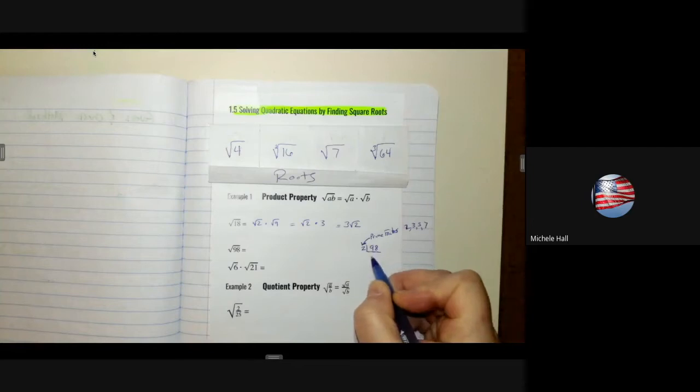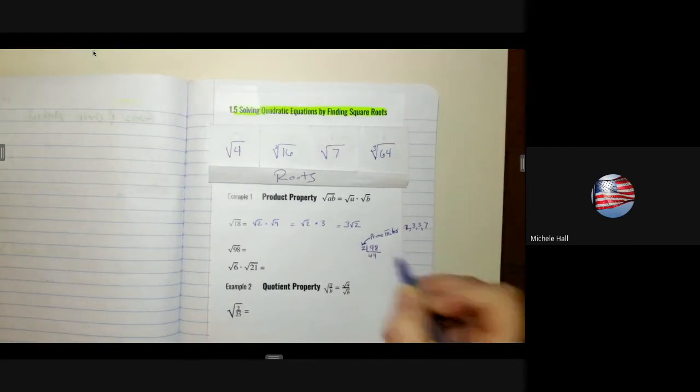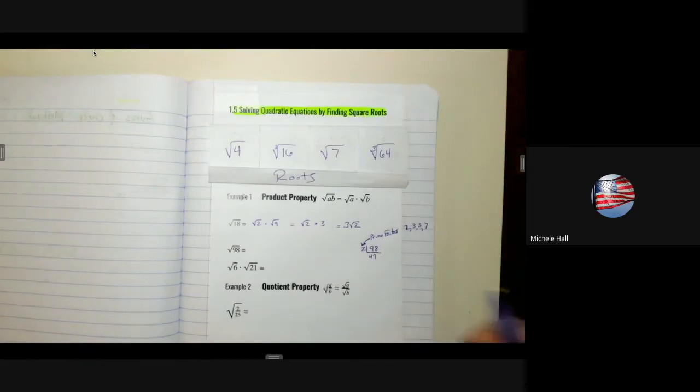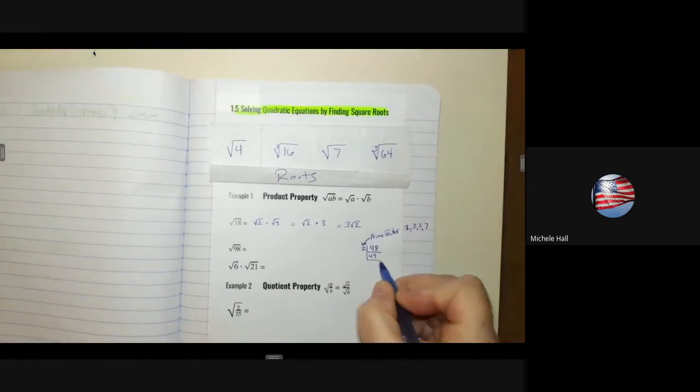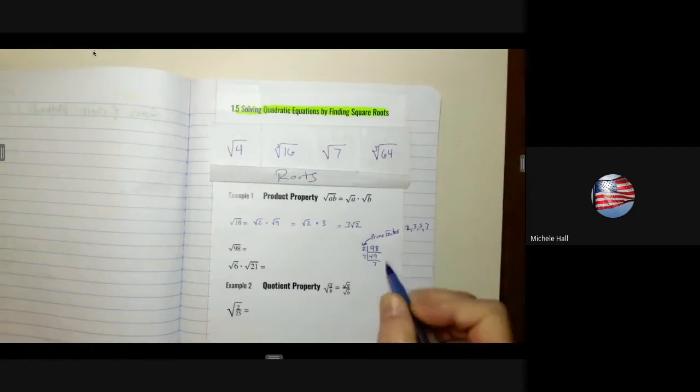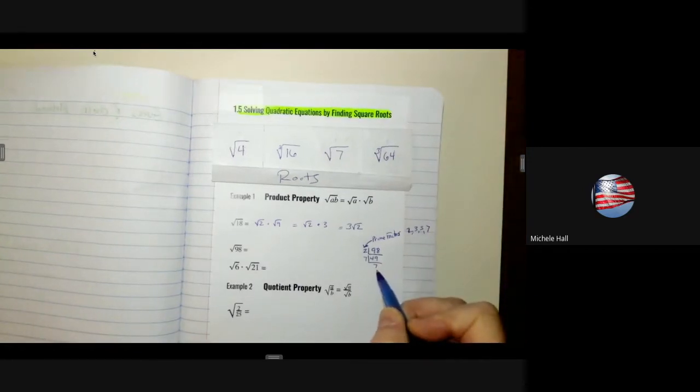2 goes into 9 four times for 8, carry the 1. 2 into 18 would be 9. Now I can see 49, and I know for sure that it would be 7 and 7. You have a prime number at the end here. You keep going until the number on the bottom is also a prime number.